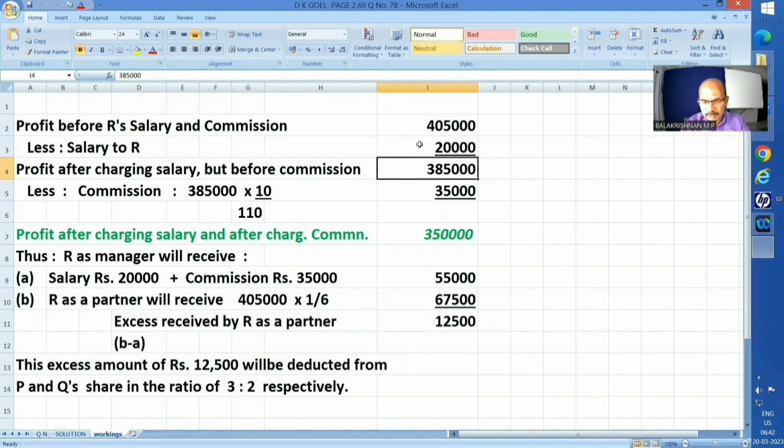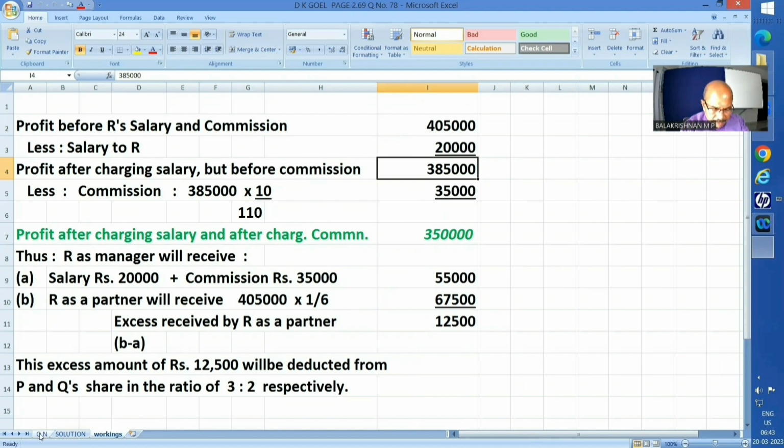Why we are doing like this is, Mr. R, the third partner, payment is based on the higher amount between two alternatives. First is a package, which consists of his salary and a commission. Second is 1/6 of the share. Between these, the higher amount has to be considered. So we have based on the very original profit. We have reduced the salary 20,000. Now we have got a profit after charging salary, but before commission, 3,85,000.